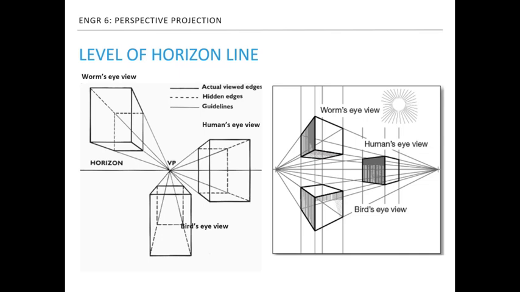If the horizon is sketched in the middle of the paper, it is like you're standing and looking straight on. If you're looking at a house, for example, some parts of the house are higher than you, but other parts are lower than you. This is called human's eye view.